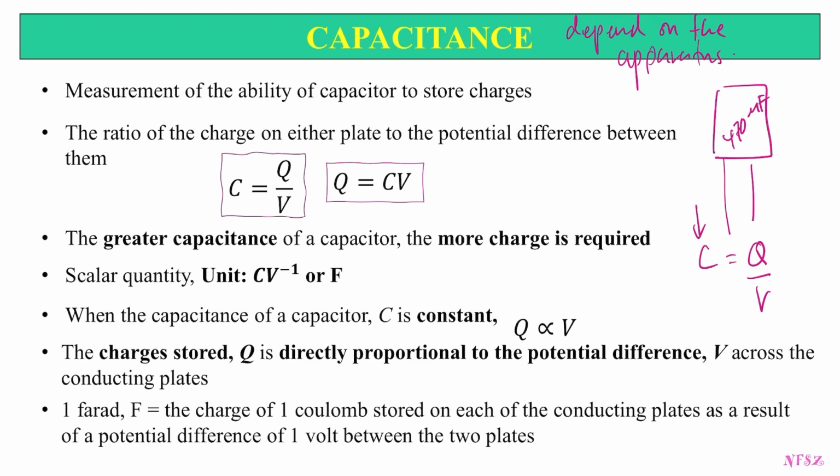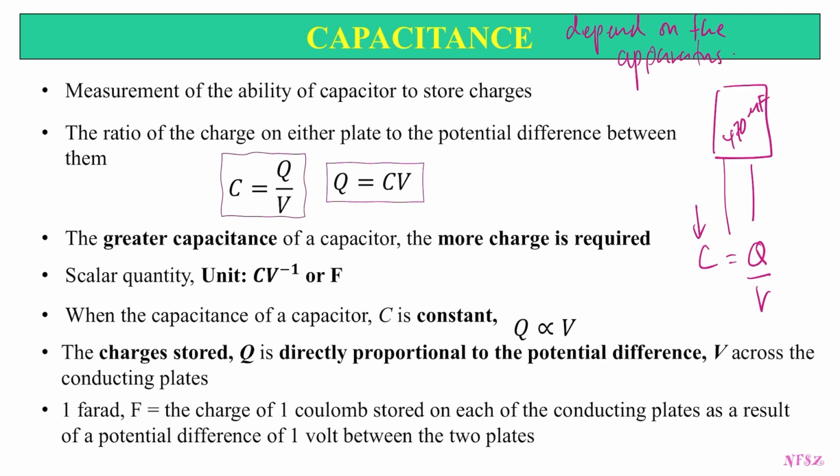Okay, so in most cases, if you have the apparatus itself, unless in 2.3 it is different, if we already have the capacitor itself, C will be constant, so Q is directly proportional to V. Capacitance, later in 2.3 we will learn more about it. So C is constant and depends on the apparatus. So Q is directly proportional to V. So if Q goes up, V will go up. Okay.